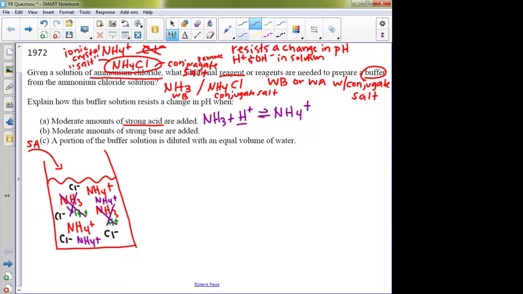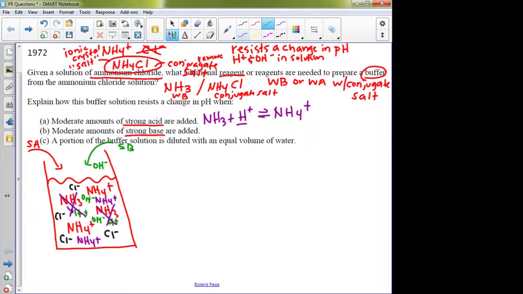So B says, what happens when we add moderate amounts of strong base? So when we add strong base, we're essentially adding what? OH negative, right? So when I add OH negative in here, I would expect my pH to do what? Increase. But if I put it in a buffer, it shouldn't increase a lot.